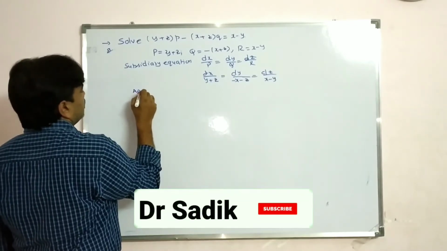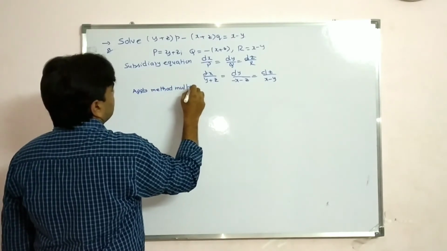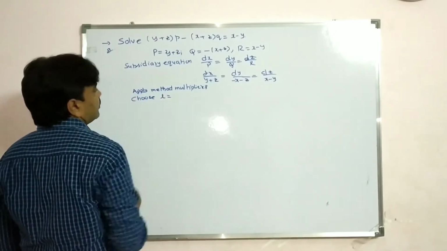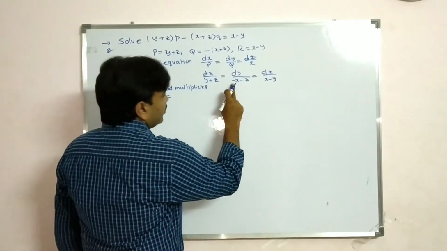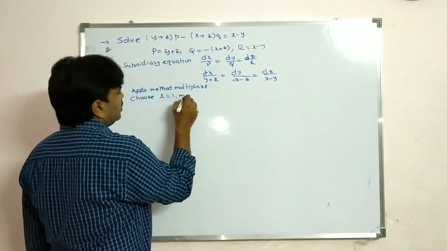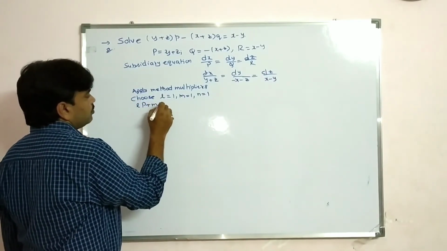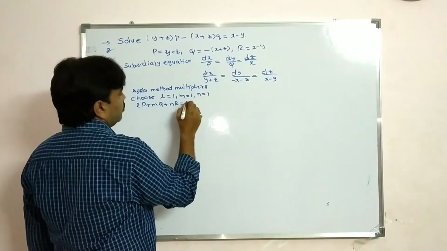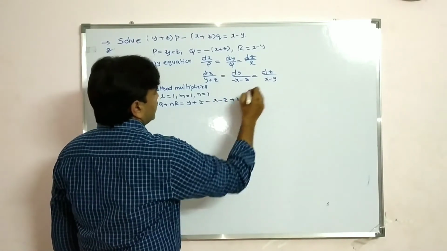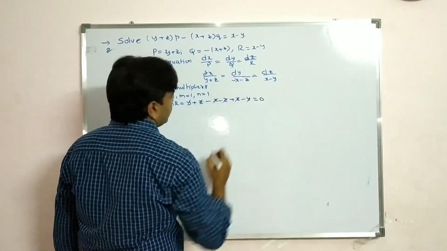Apply the method of multipliers. Choose the L value, students. See, students, here we have minus x and plus x, plus y, minus z and plus z, students. So I can take here the L value 1, M value 1 and N value 1. What is the next step, students? Take LP plus MQ plus NR. So that is equal to y plus z plus minus x minus z plus x minus y. So plus y minus y, plus z minus z, minus x plus x are cancelled. So the value is 0.